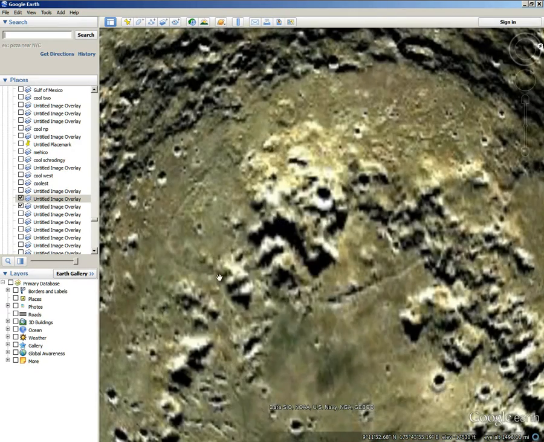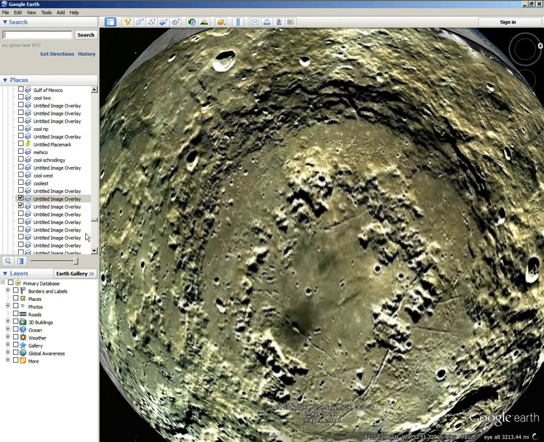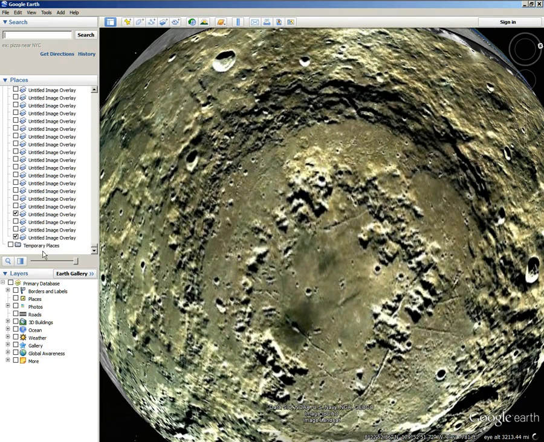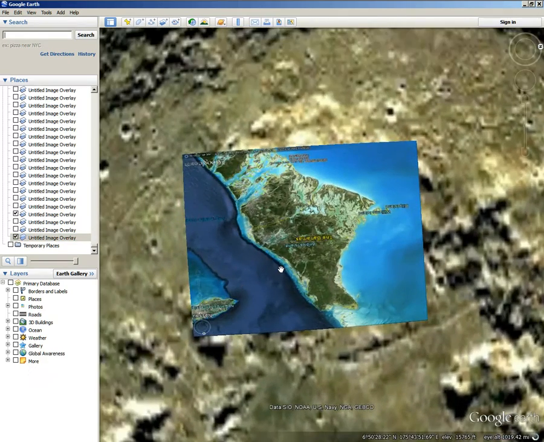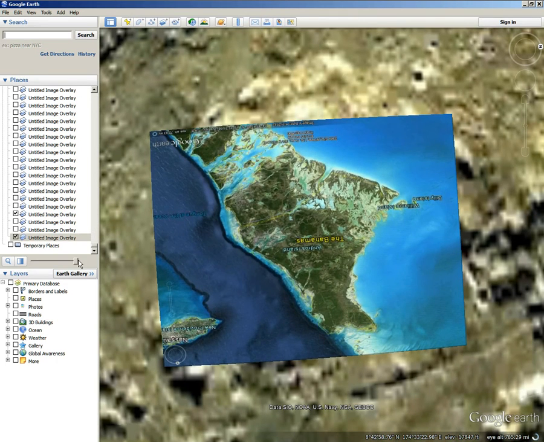So what I also did is I brought up a picture of the Bahamas, what I got from Google Earth or something. I think it's, yeah, here you go. And I overlaid it over that picture of the crater on the moon.